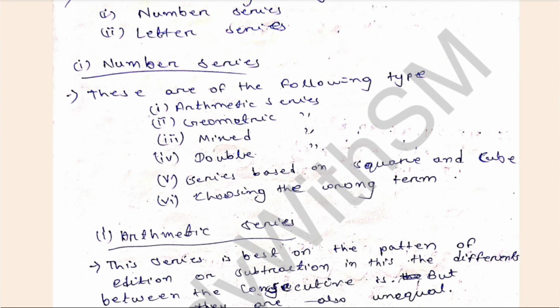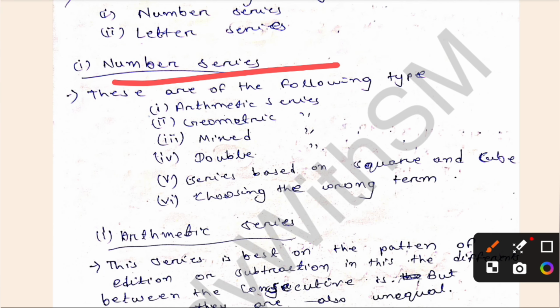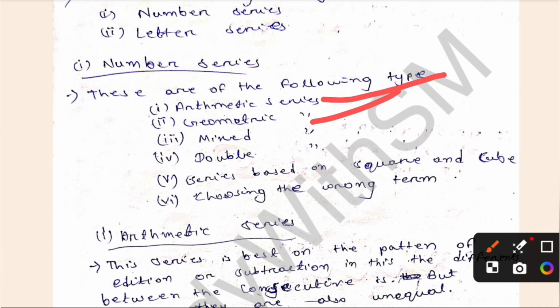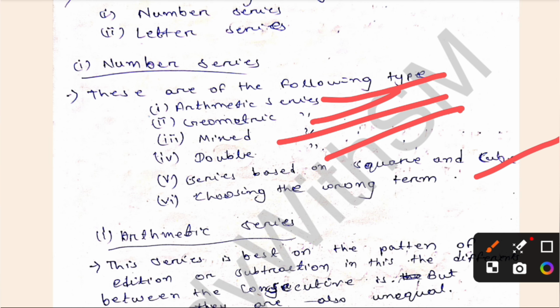First is number series. These are of the following types: arithmetic series, geometric series, mixed series, doubles series, series based on square and cube, and choosing the wrong term.